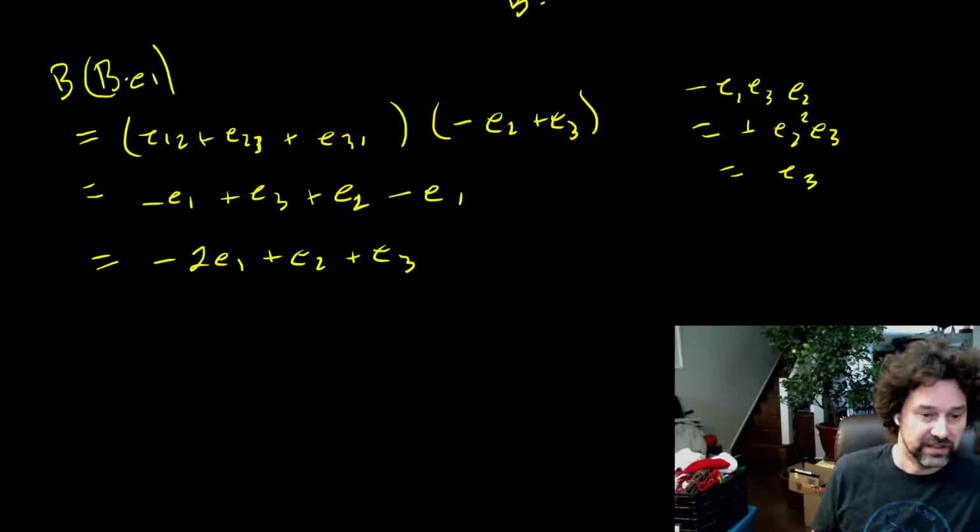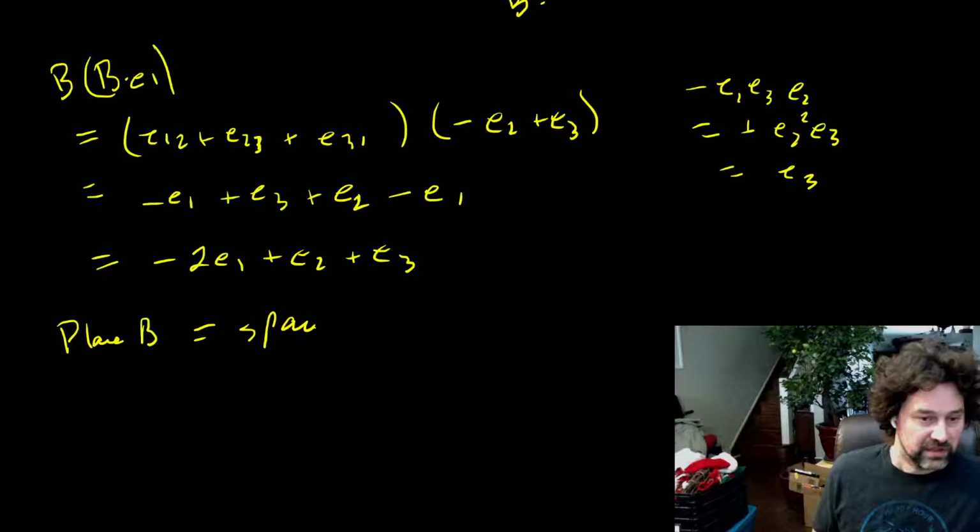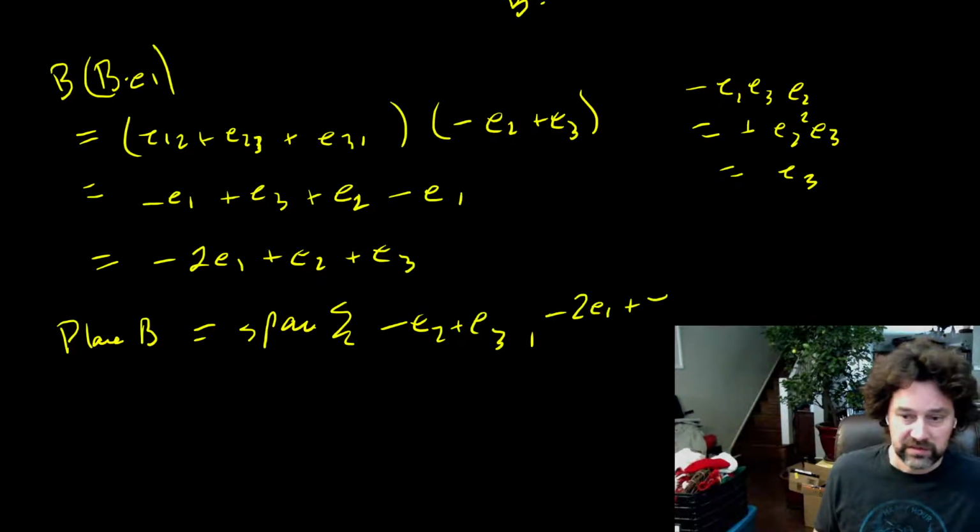So we see that the plane that's represented by b is the span of minus e2 plus e3 and minus 2e1 plus e2 plus e3.